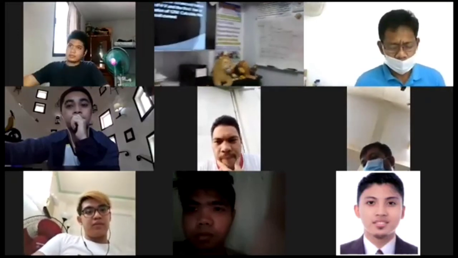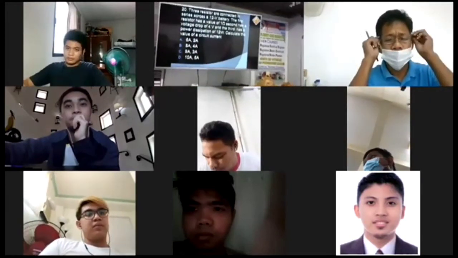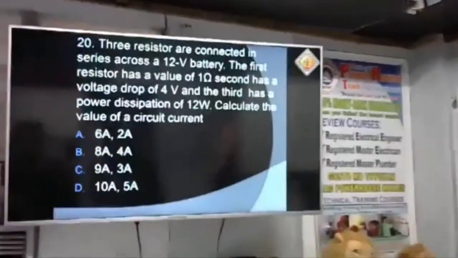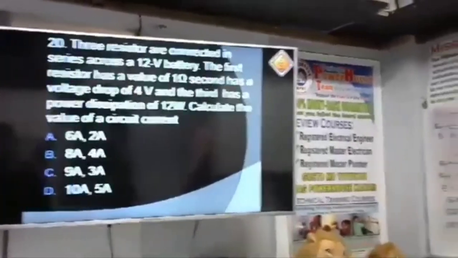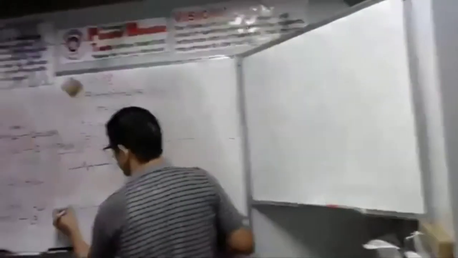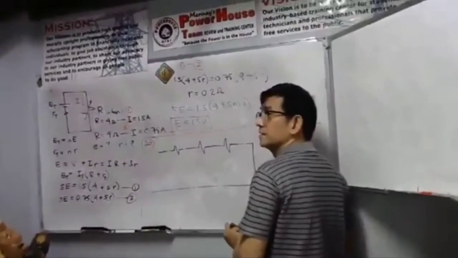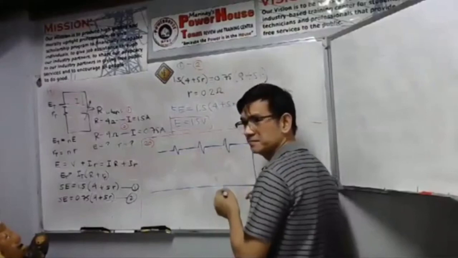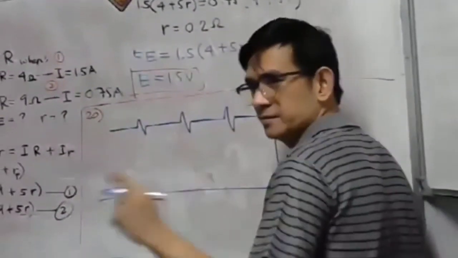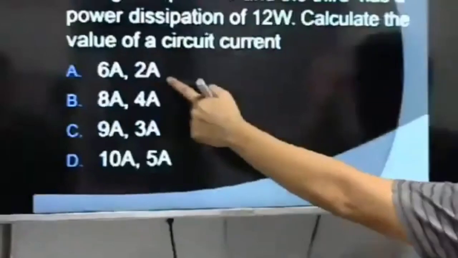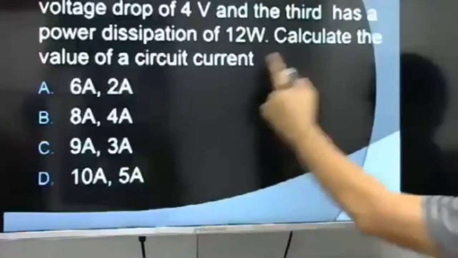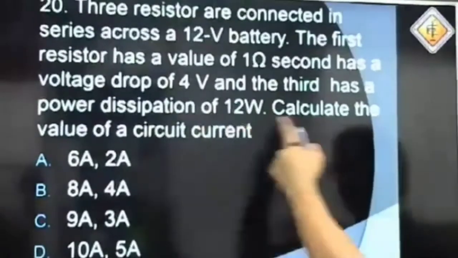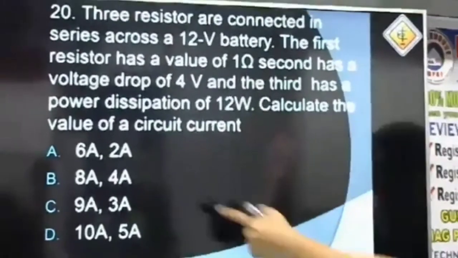The 3 resistors are connected in series. We have 3 resistors: 1, 2, 3. Please listen, this is quite a tricky problem. Take a look at the choices. It has 2 answers, but there is only one question. We are only asked to find the value of the current. Why does it have 2 answers?